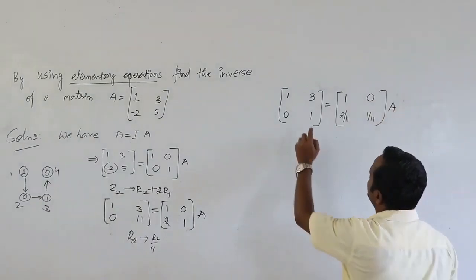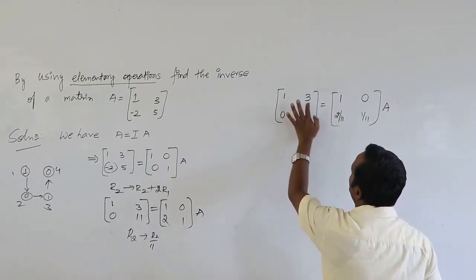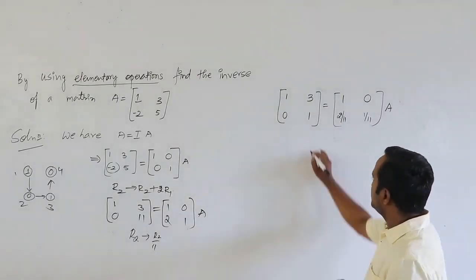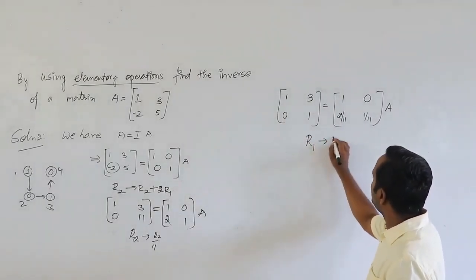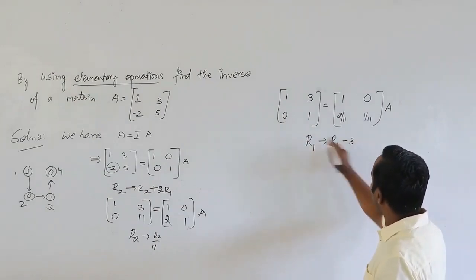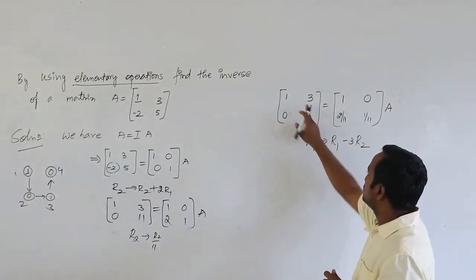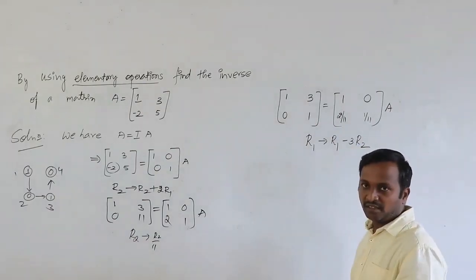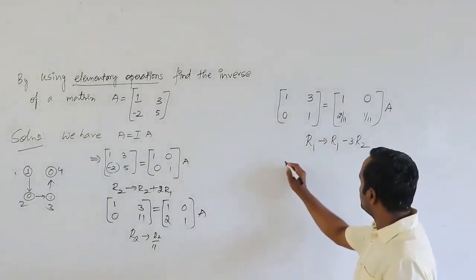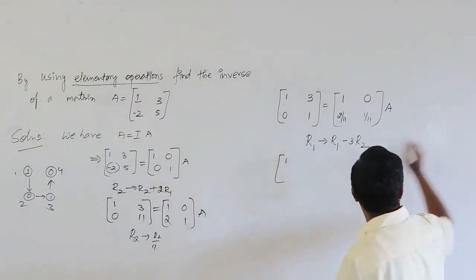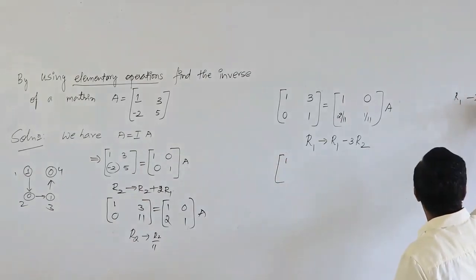Next, what happened? 1, 0, 1. This has to be 0. Which element? 3. Which position? R1. R1 must change. R1 replaced by R1 minus 3 R2, this is the R2. If it is 4, R1 minus 4 R2. If it is 10, R1 minus 10 R2. So in this one, R1 what happened? You can make use of R1 minus 3 R2.